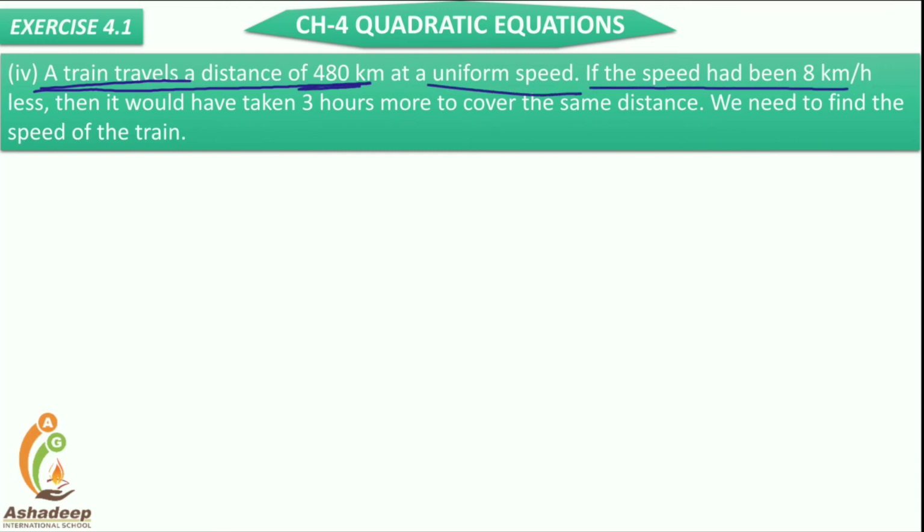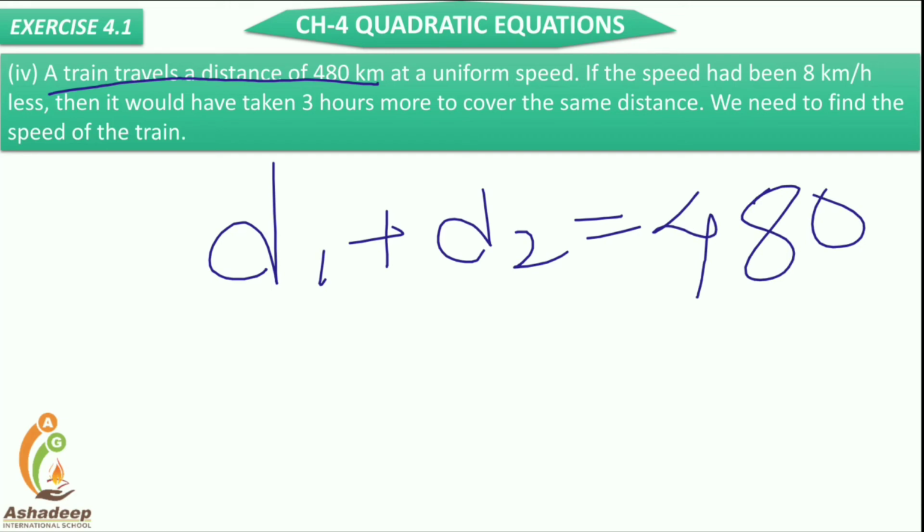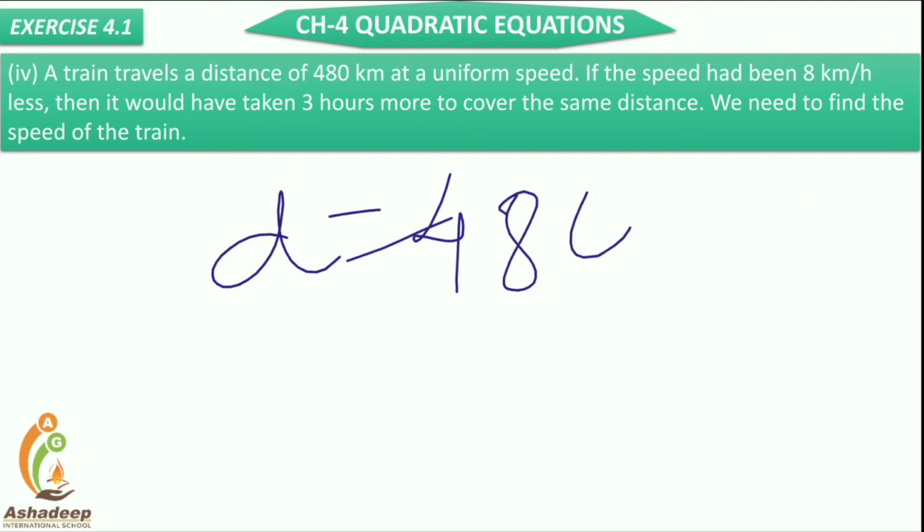If the speed had been 8 kilometers per hour less, then it would have taken 3 more hours for the same distance. We need to find out the speed of the train. So here what is given is the train distance. Total distance कितना है कि भाई d1 plus d2 is equals to 480. The total distance is given and that is 480.